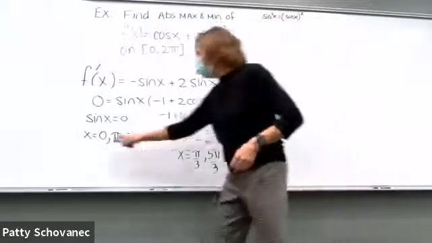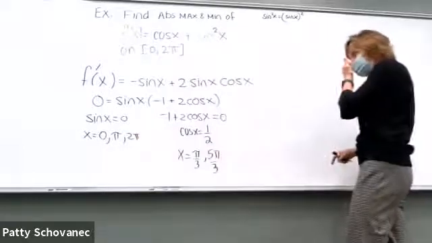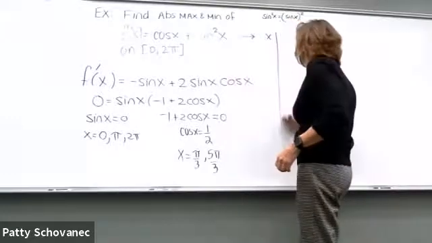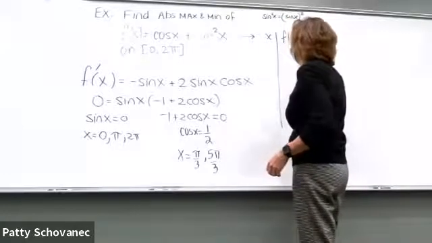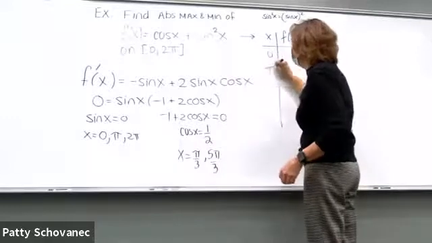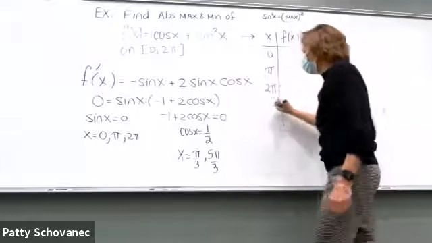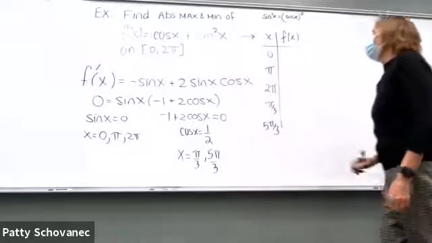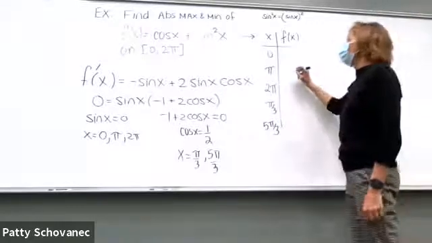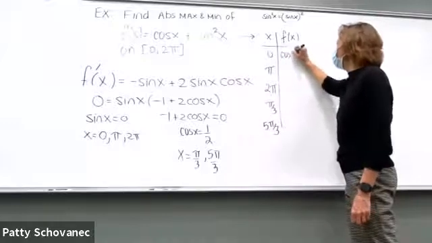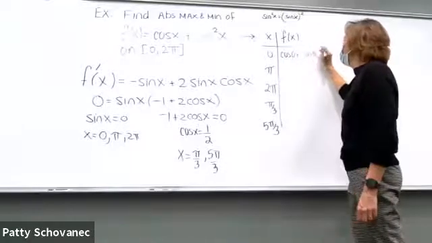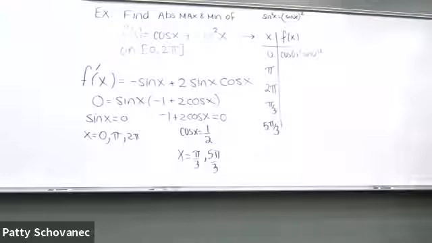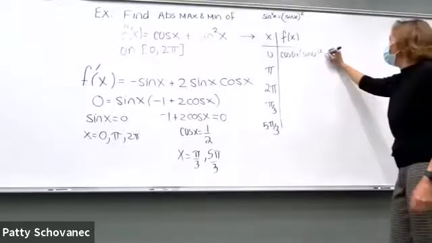So the 2 endpoints are also critical numbers in this example. And then the 3 other ones, we're going to plug them all back into here: 0, pi, 2 pi, pi thirds, and 5 pi thirds. So we want the cosine of 0 plus the sine squared of 0. Sine of 0 is 0, cosine of 0 is 1. So that gives me a grand total of 1.